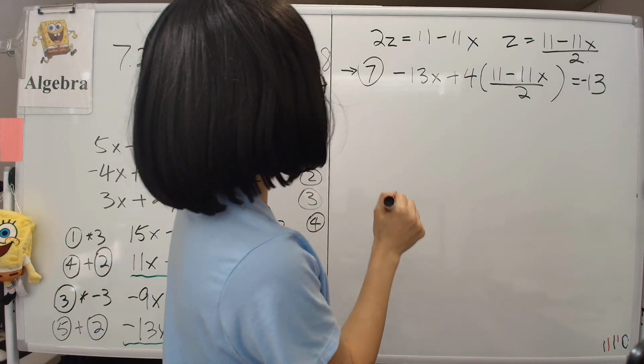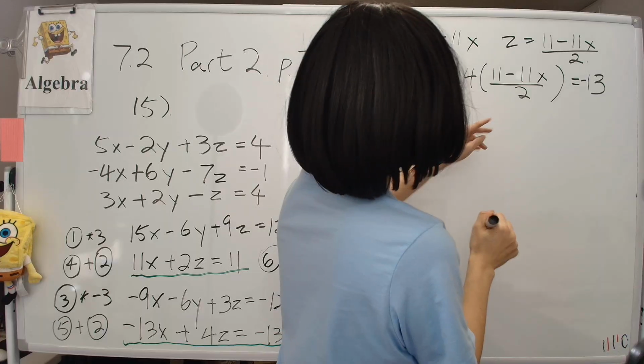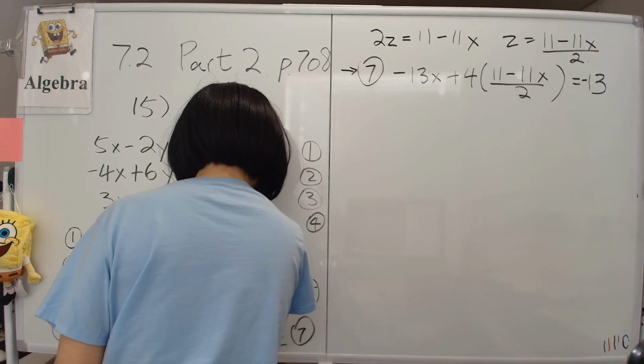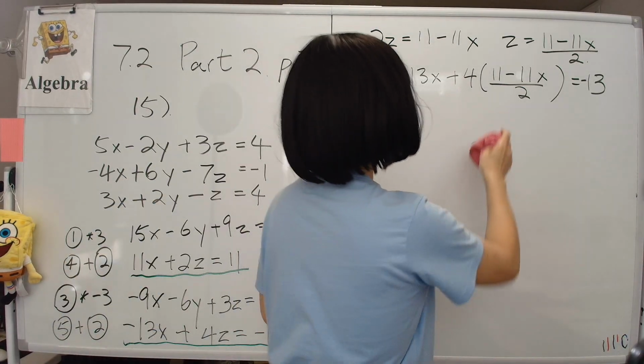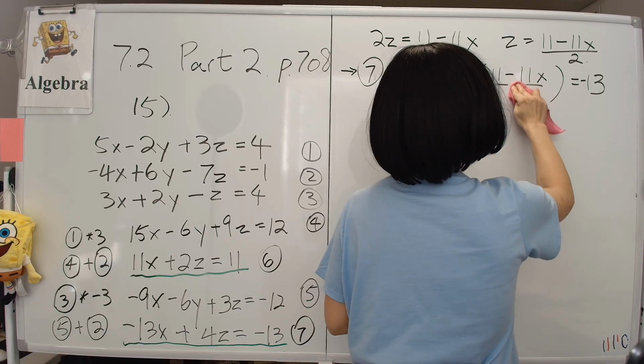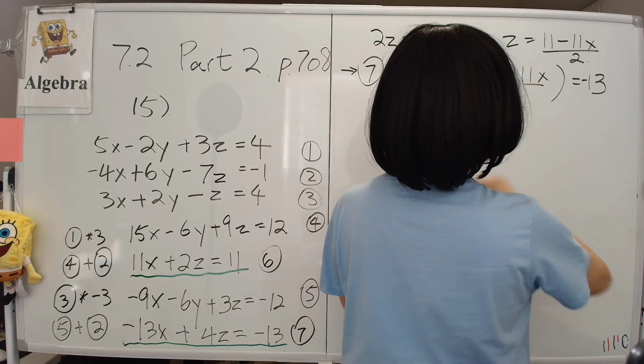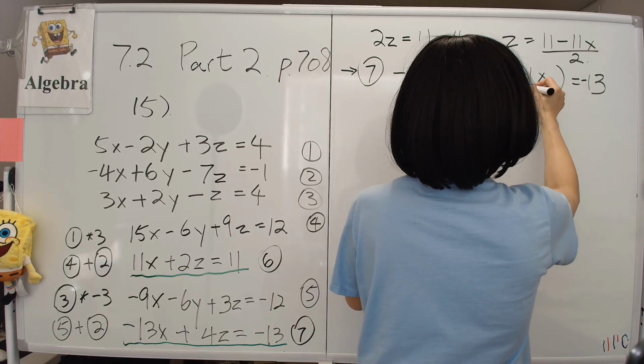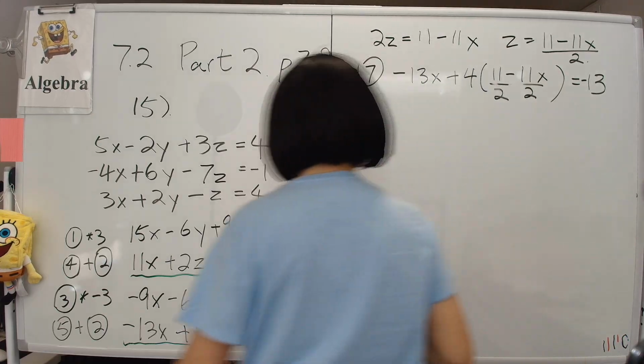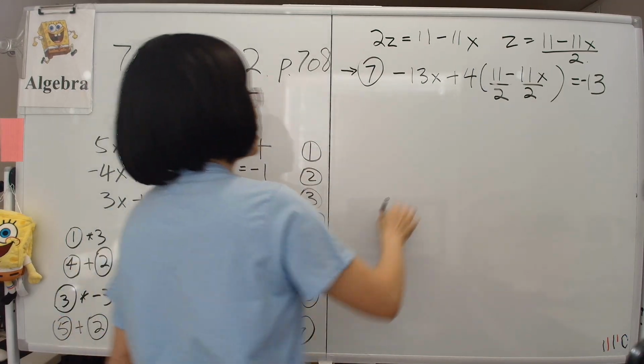So now we have that. Now we need to round these things up. We're not going to write it in a whole fraction. We'll write it in a separate fraction like this: 11 over half, and then 11 over half x. Okay, now let's round up the x's.